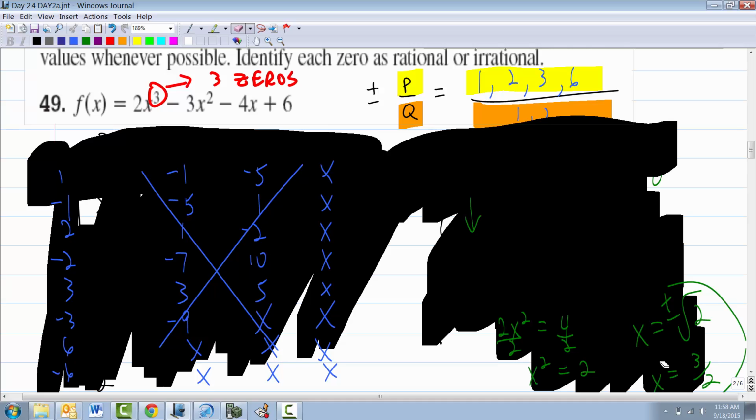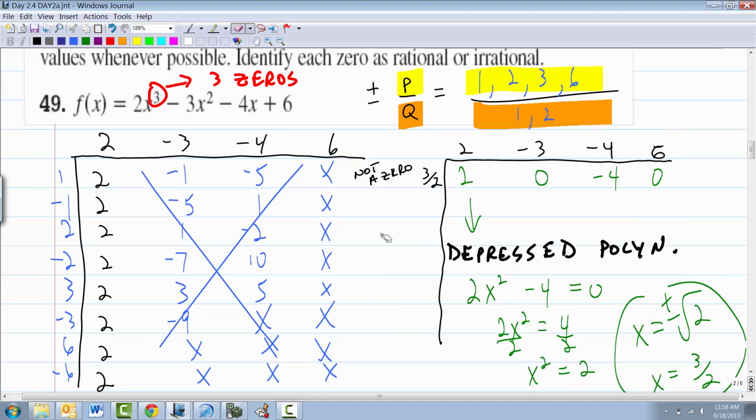All right. This one's a jerk question. Because guess what happens when you try 1, negative 1, negative 2, 2, 3, negative 3, 6, negative 6. None of them work. And I used to do this to the old school students back in the day. By hand, before graphing calculators. Can you believe that actually existed? Time without graphing calculators? Then the first one that works is 3 halves. Ouch.